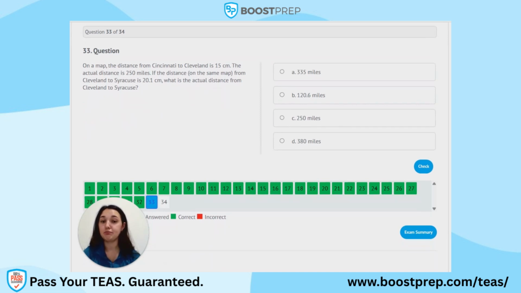Question 33. On a map, the distance from Cincinnati to Cleveland is 15 centimeters. The actual distance is 250 miles. If the distance on the same map from Cleveland to Syracuse is 20.1 centimeters, what is the actual distance from Cleveland to Syracuse? A, 335 miles. B, 120.6 miles. C, 250 miles. D, 380 miles.